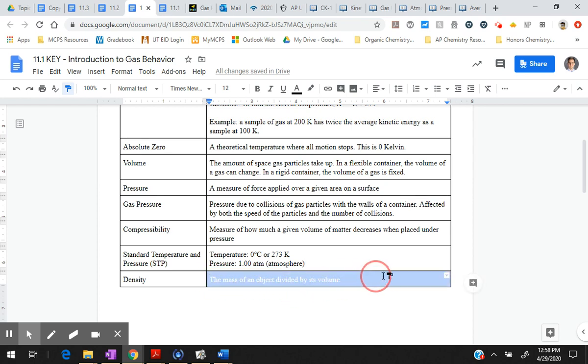And the last vocabulary word we have is density. This is the mass of an object divided by its volume. This will be really important when looking at different sized gases. Larger gases that take up the same amount of volume are said to be more dense than other gases, so we need to pay attention to those densities later on. Density will also be important for one of the demos that we look at later on in this lesson.